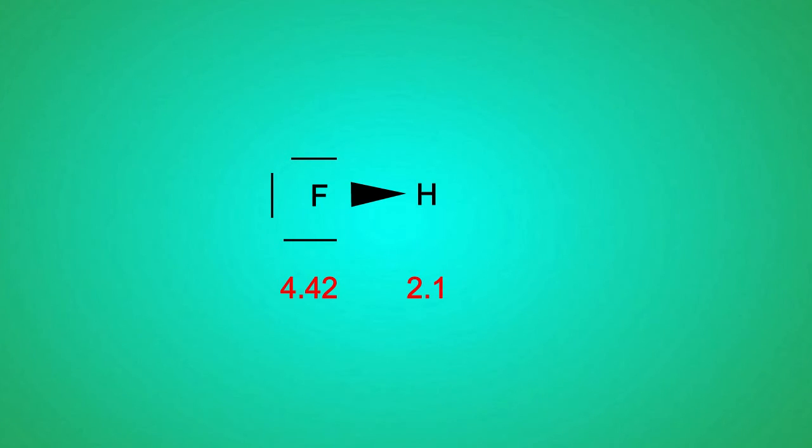Here is the molecule of hydrogen fluoride. Hydrogen has got a value of 2.1, fluorine has got 4.42 according to the Mulliken scale. Fluorine is pulling the electrons stronger towards its nucleus than hydrogen. The result is a so-called polar bond depicted by the wedge in the middle.